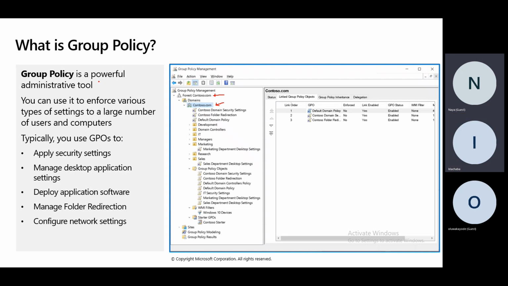Apply security settings. Manage desktop application settings. Deploy application software. Manage folder redirections. Configure network settings. Can you see now? So it's used to do these major things and some other things too. But security settings number one. So your GPO can apply to a point that what people are doing in the finance department, those of you in accounts might not see it. You understand?